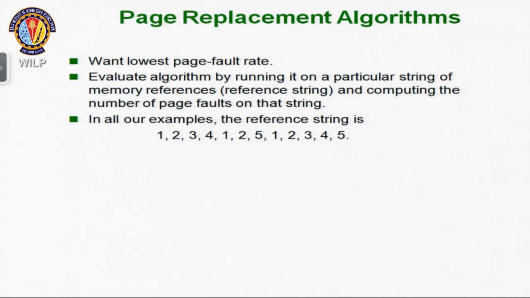Once a page is brought into memory, for some period of time one would keep executing within that page, and then when you go out of that page, you make the next reference. That is what it is indicative of. So here we have shown a string where page number 1 is accessed, then 2, then 3, then 4, then 1 is accessed again, and so on. This is our reference string, and we will use it for the various algorithms we are going to discuss in this lecture.